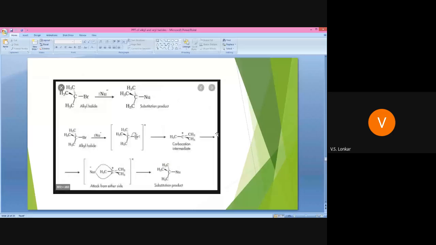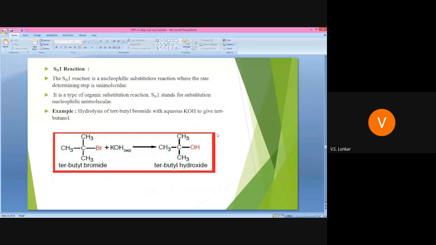First, the SN1 reaction. The SN1 reaction is a substitution nucleophilic unimolecular reaction, where the rate depends on the concentration of only one reactant. Therefore, it is known as the nucleophilic substitution unimolecular reaction. Then see the example.